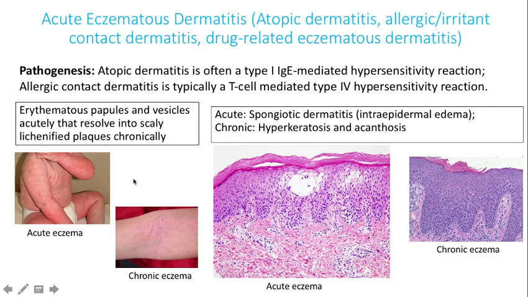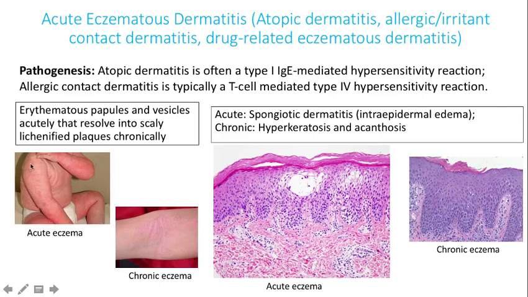So the pathogenesis of eczema depends on what type of eczematous dermatitis you're talking about. Atopic dermatitis or eczema is often an IgE type 1 type of immediate hypersensitivity reaction, but allergic contact dermatitis, like reaction to poison ivy or poison oak, is usually a T cell mediated delayed type 4 hypersensitivity reaction. The clinical manifestations are different. Here we're focusing on acute forms of atopic dermatitis, usually presenting in children.